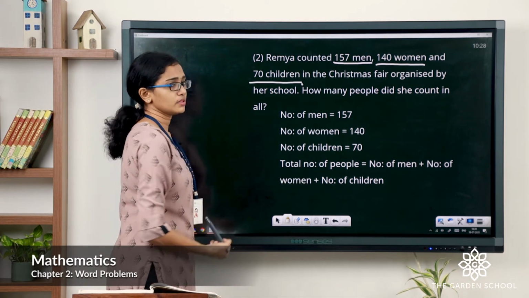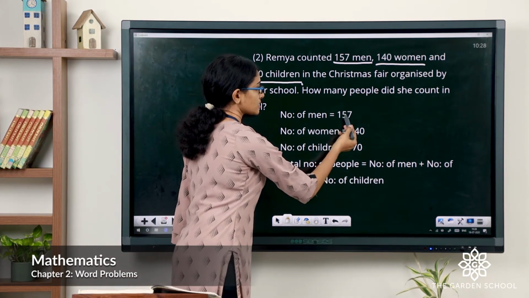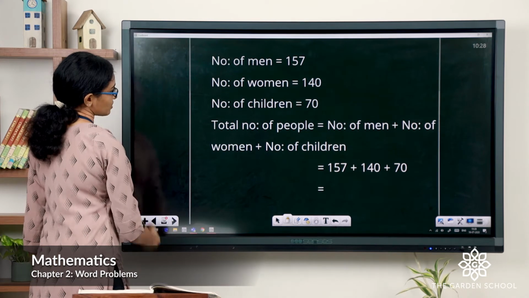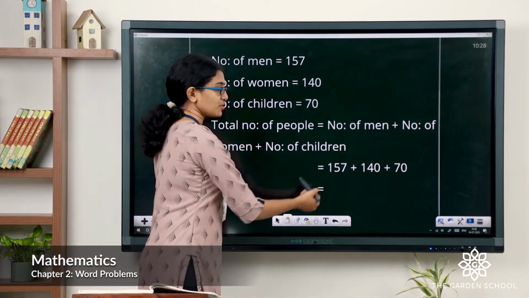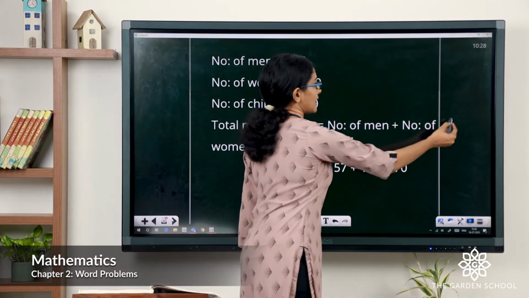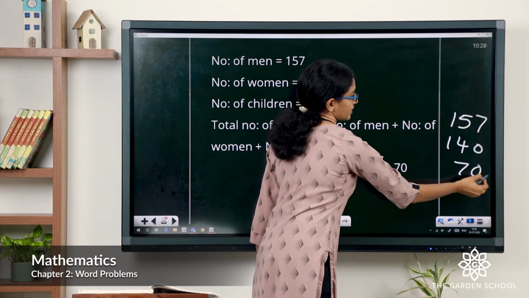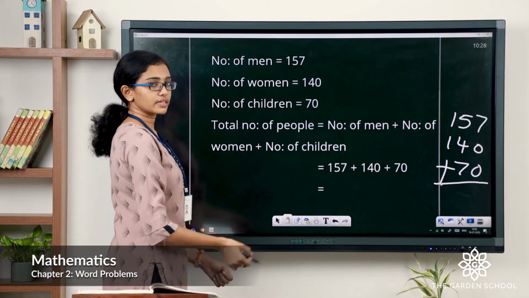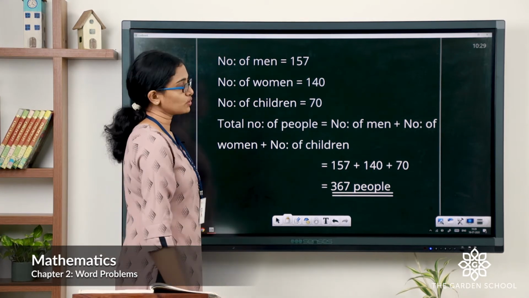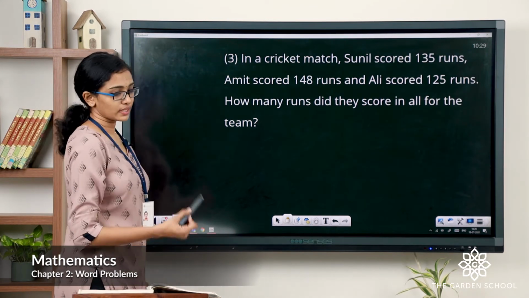Now, the total number of people that Ramya counted equals number of men plus number of women plus number of children. Now, let's substitute the numbers. It is equal to 157 plus 140 plus 70. You can do the calculation in the working column. Now, what is the answer in this case? Total number of people equal to 367 people.